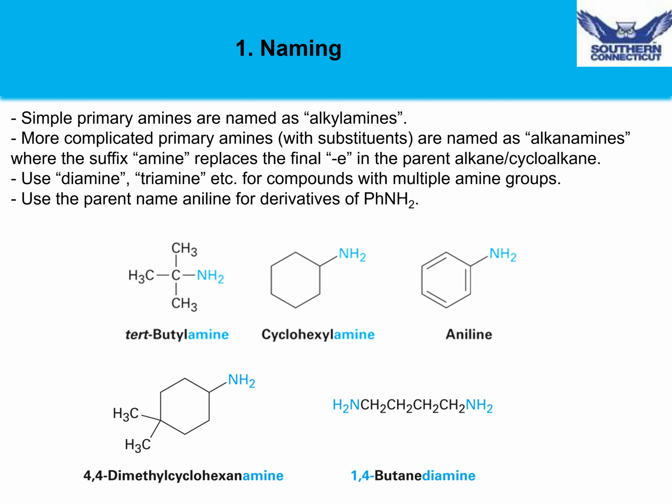Simple primary amines can be named as alkylamines. More complicated amines are typically named by using the suffix amine in the place of the letter E at the end of the alkane or cycloalkane. We typically use diamine and triamine for compounds that have either 2 or 3 amino groups in the molecule. There are also derivatives of amines called anilines, which typically contain an amino group attached to a benzene compound.